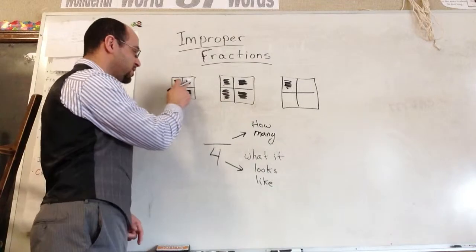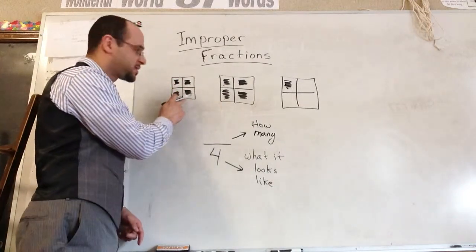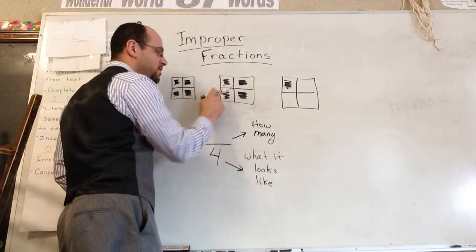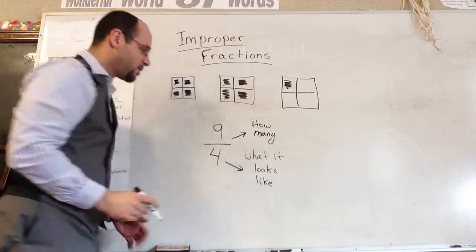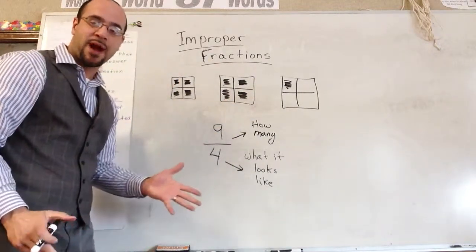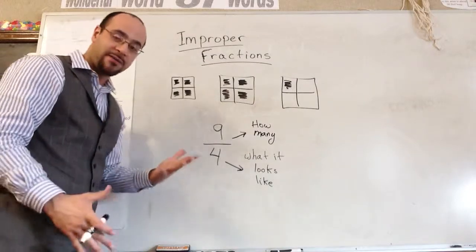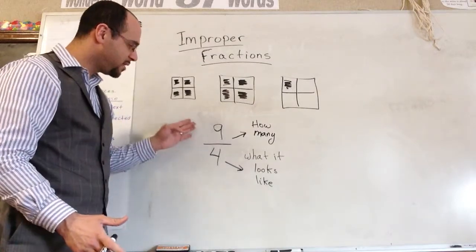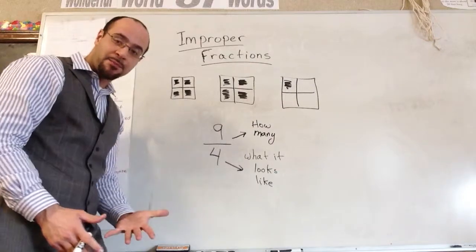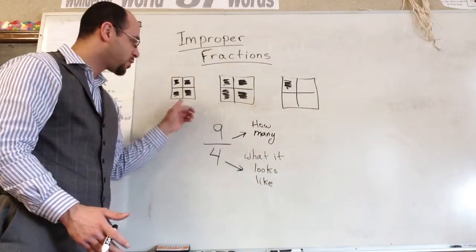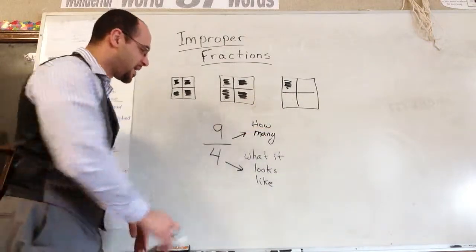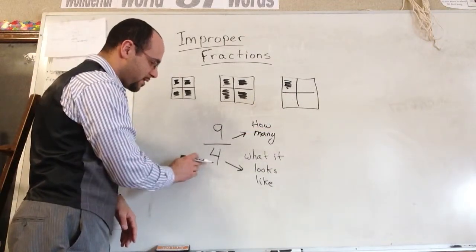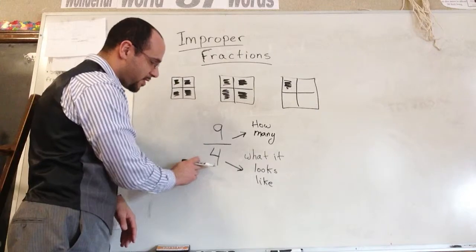I have 1/4, 2/4, 3/4, 4/4, 5/4, 6/4, 7/4, 8/4, 9/4. So that's a little weird, and it's an improper fraction because in a regular fraction, as we said, the numerator is usually smaller. In an improper fraction, I'm not just dealing with one whole piece, I'm dealing with several whole pieces, and I have more, the numerator is greater than the denominator.